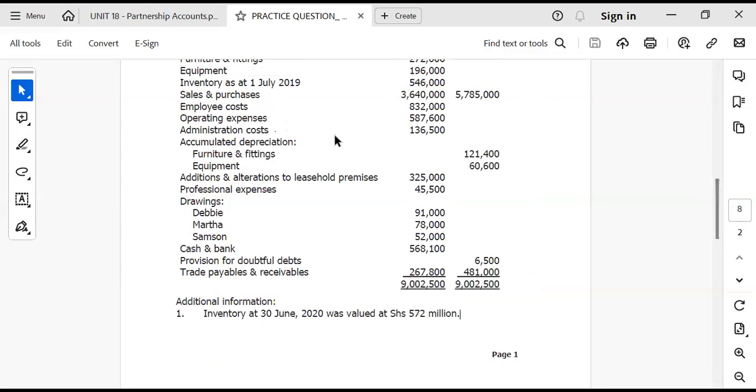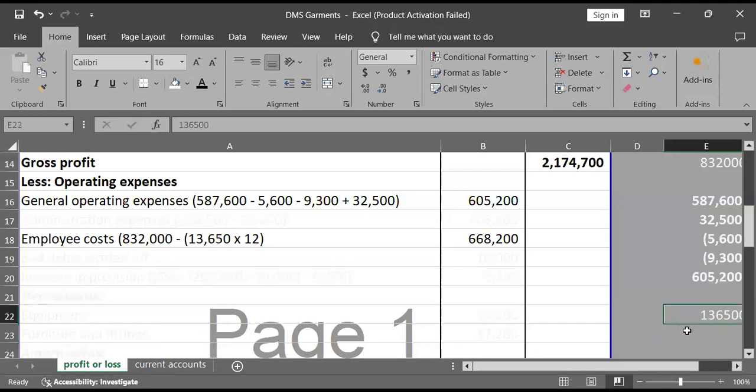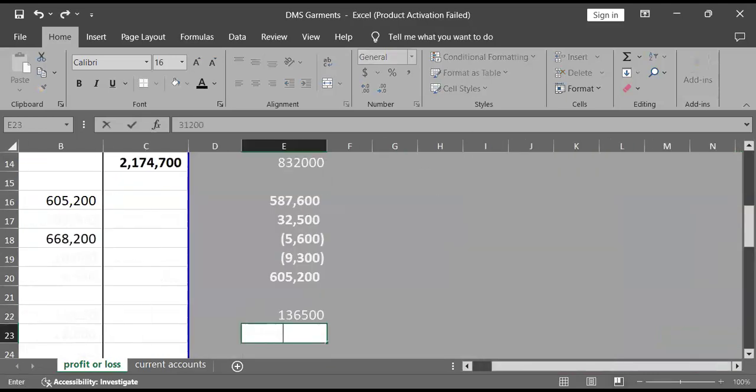Oh, sorry, the administration costs. Sorry, I've been calling them general expenses. Admin costs are 136,000. I saw adjustments to do with admin costs. They tell us that we have 31.2 million which was paid in advance. So we know that by now, when we have a prepayment, we are going to subtract. So how much was paid in advance? 31.2 million. So I'm going to come and show 31.2 million.